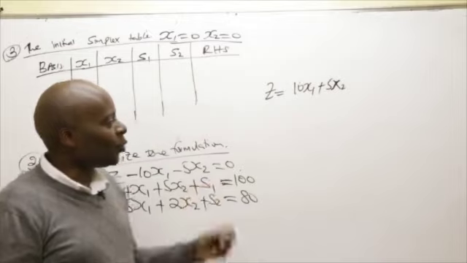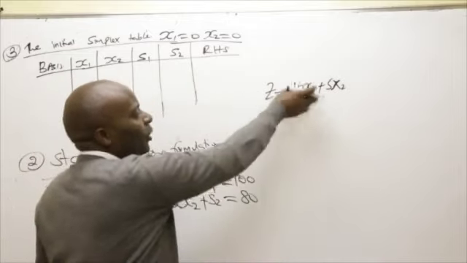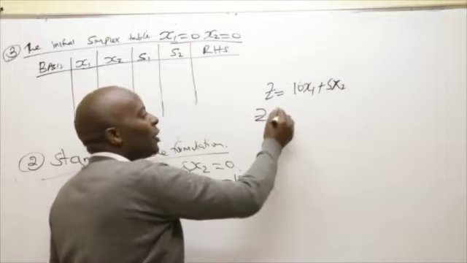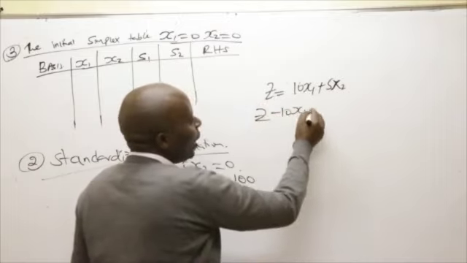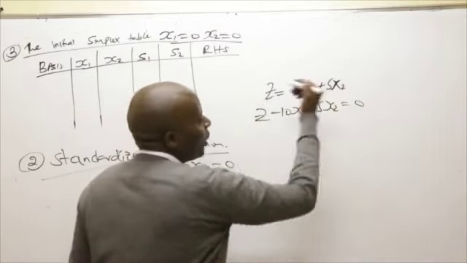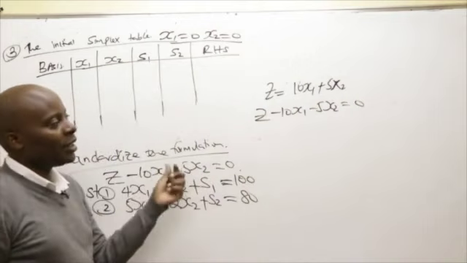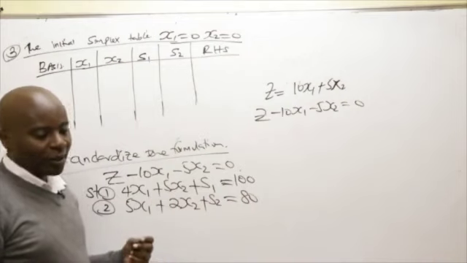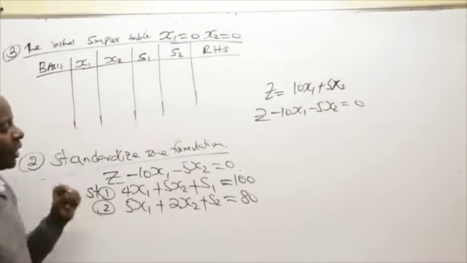And according to the rule, they simply want us to standardize this by bringing all these other terms here. So how do we bring these other terms on the other side? You will simply come and change their signs. So you will have z minus 10x1 minus 5x2 equals 0 like that. You'll be able to see the essence of us transferring these as we get along. But for now, know that it will not be proper for us to have our z being equal to 0.